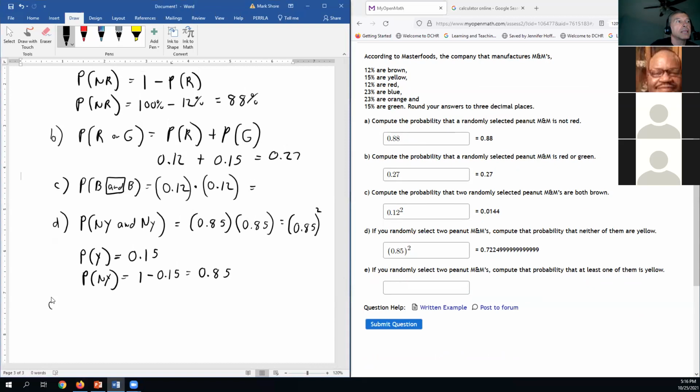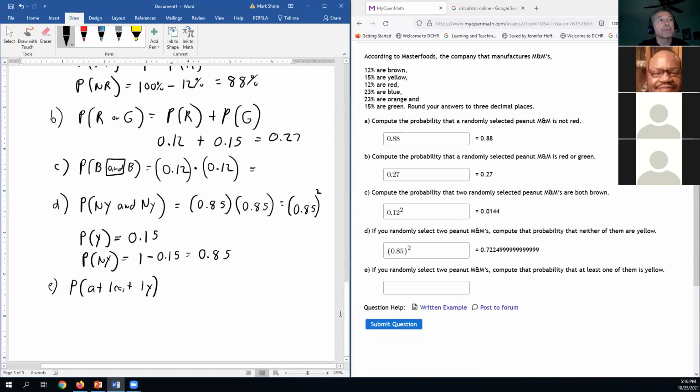And then E says, if you randomly select 2 peanut M&Ms, compute the probability that at least one is yellow. So mine's dealing with 2 again. I'll write it out here: at least 1 yellow out of 2. Okay. So this is a tough one here. At least 1 is yellow. Well, look, this is out of 2. Mine is out of 2.